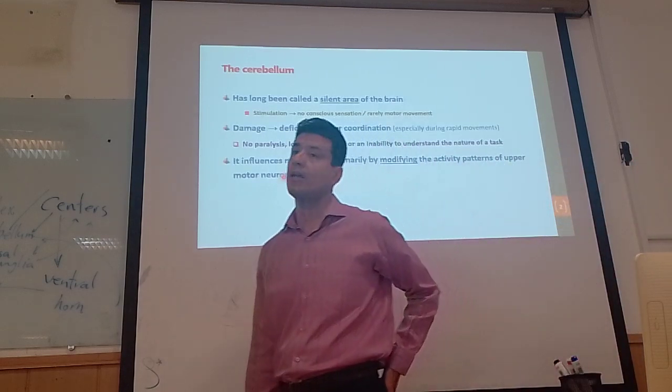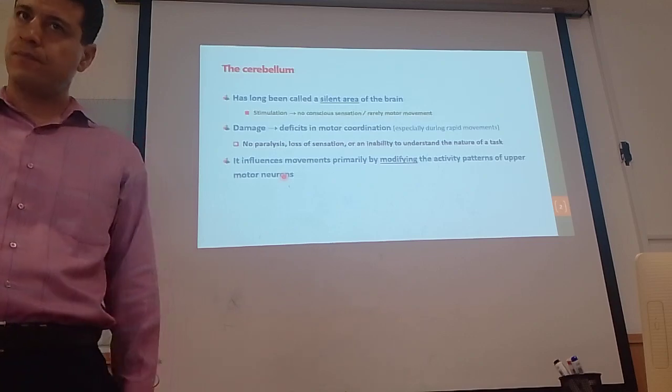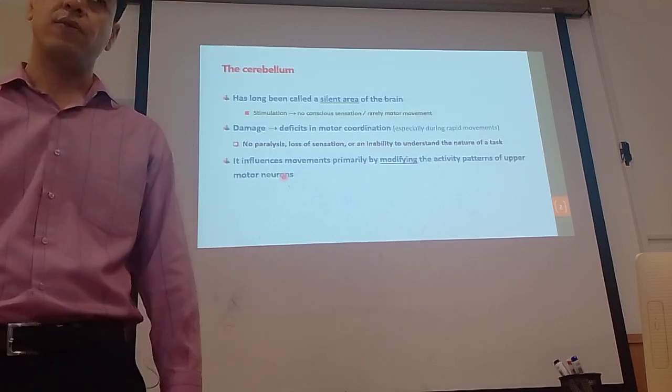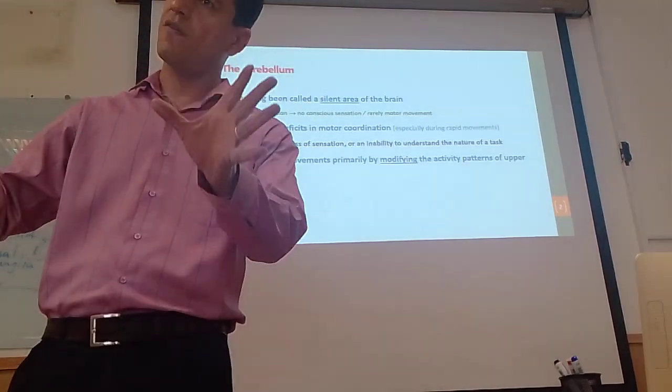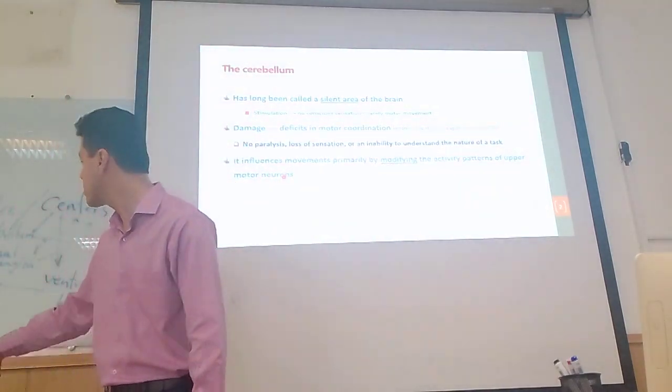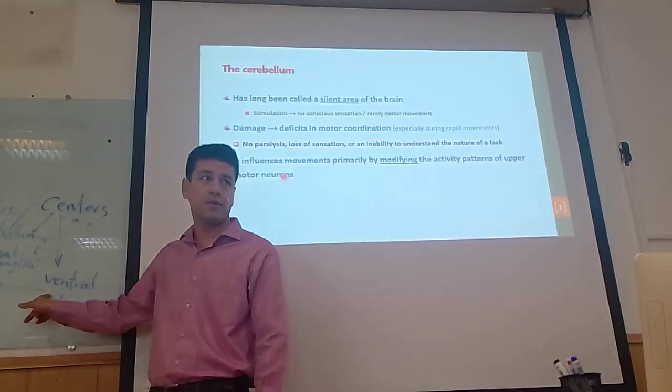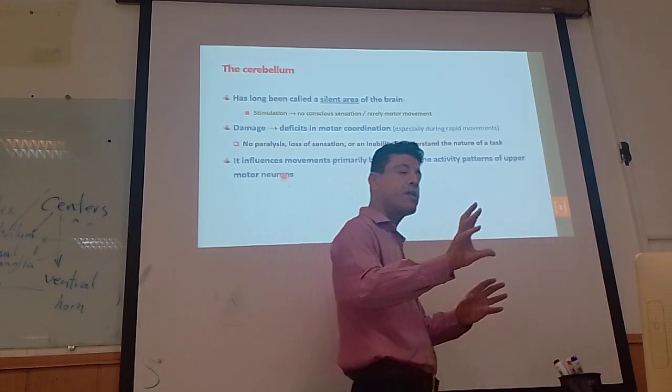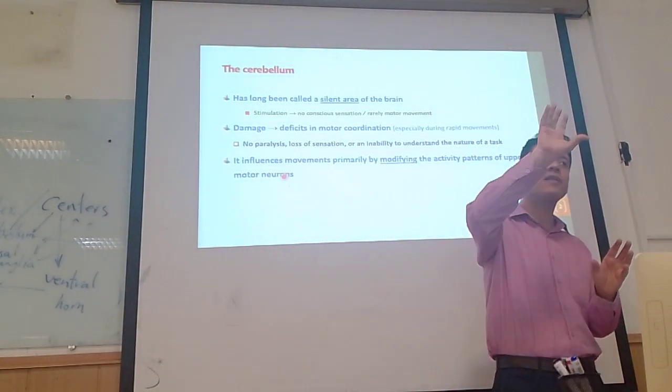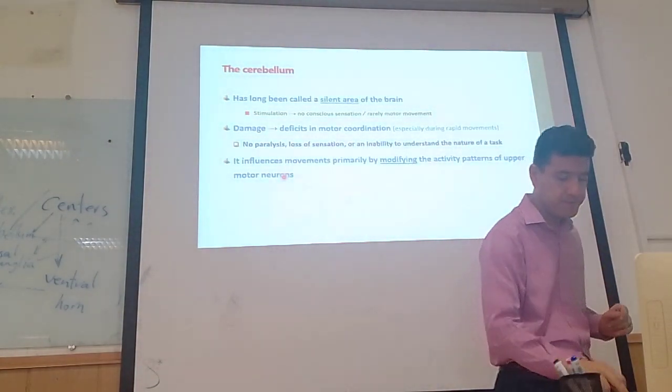Upper motor neurons are from the centers: motor cortex, red nucleus, reticular formation. All of these are upper motor neurons. Lower motor neuron is alpha motor neuron. Right? So we can say that the cerebellum modifies the activity of the upper motor neurons.